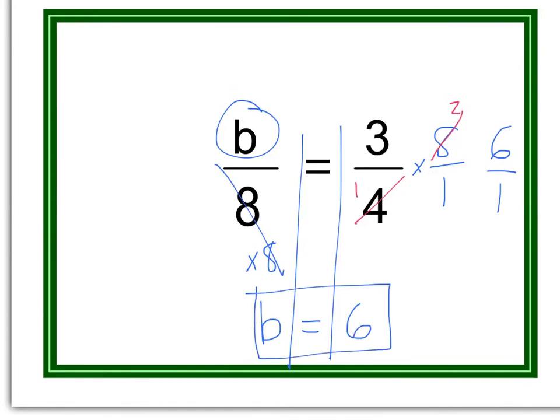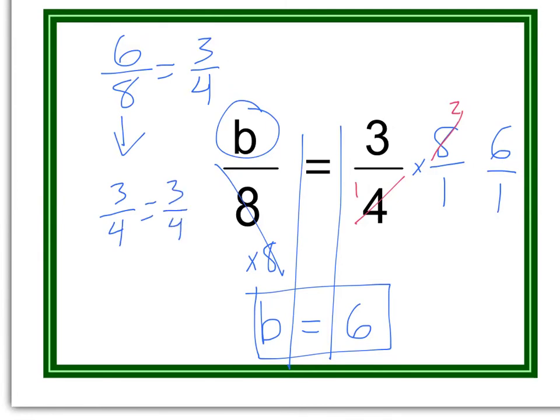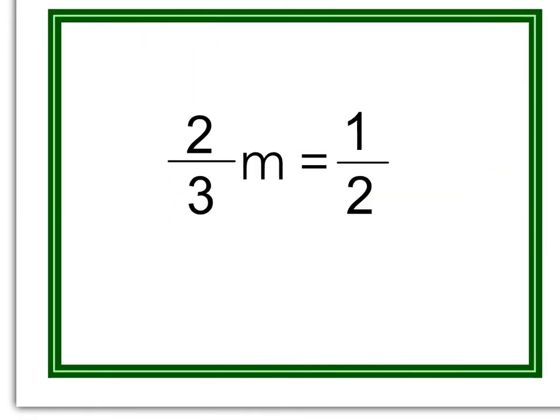Let's check. This says 6 over 8 is equal to 3 over 4. Is that true? Well, let's simplify that. That simplifies to 3/4. Is 3/4 equal to 3/4? Absolutely.